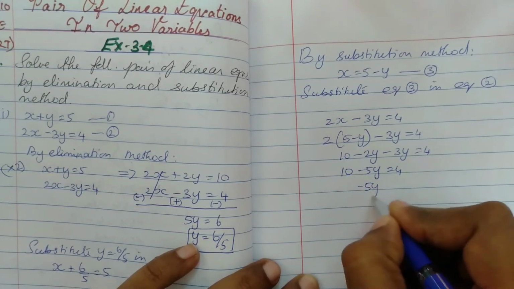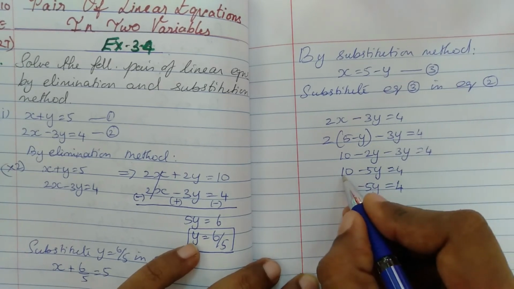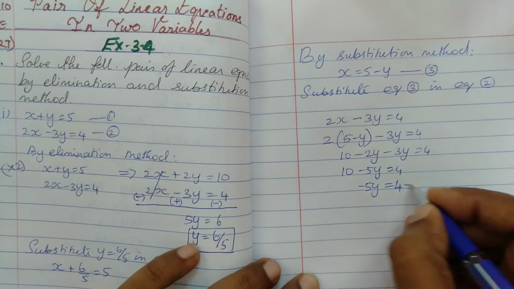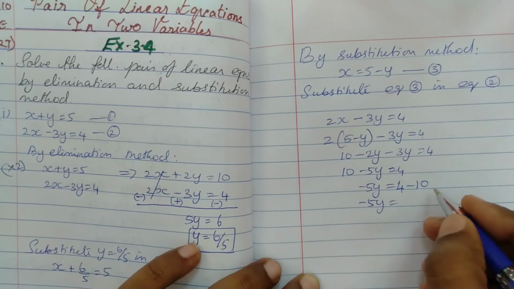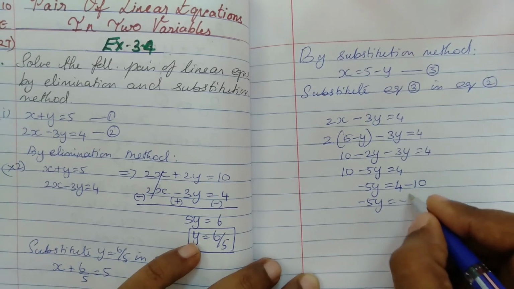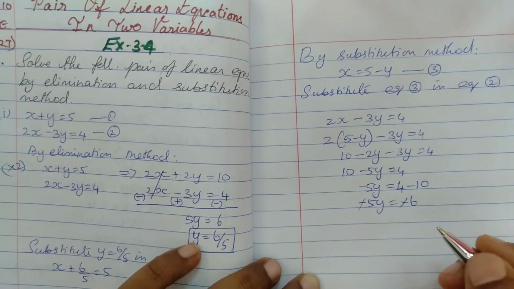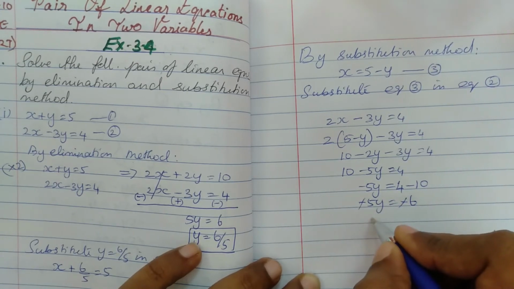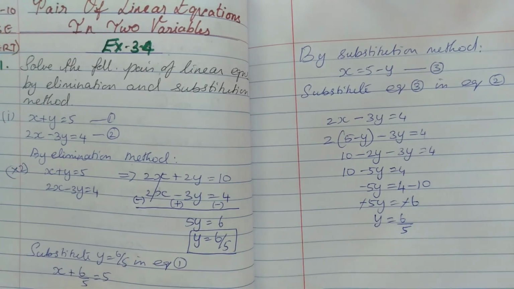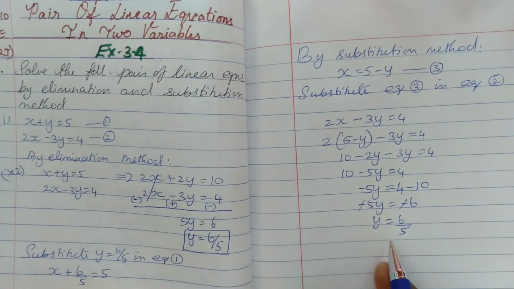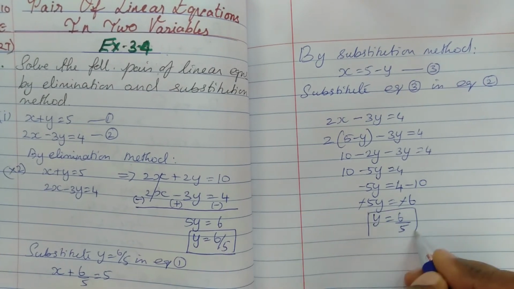Then minus 5y remains there, 4 remains there. Your plus 10 goes to the right hand side and becomes minus 10. Now minus 5y is equal to 4 minus 10 is 6, so minus 6. Now cancel minus and minus. So y is equal to 6 by 5. You got the same value as you did in elimination method, right? So this is your value for y.